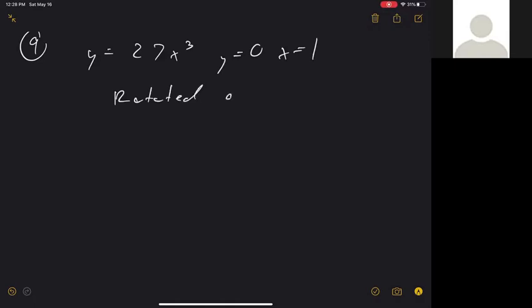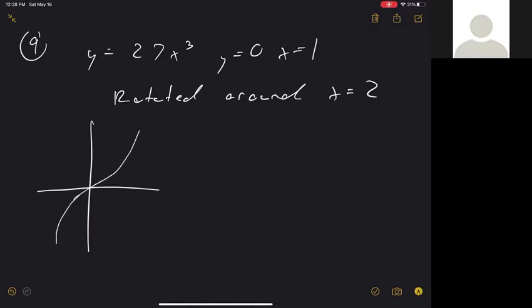Let's try a couple from the homework. Let's do number 9 on the homework. So I've got y equals 27x cubed, y equals 0, x equals 1, rotated around x equals 2. So let's draw our 2D region. 27x cubed. This is just a really rough approximation. It's basically going to be the same as x cubed, but stretched vertically, I guess.